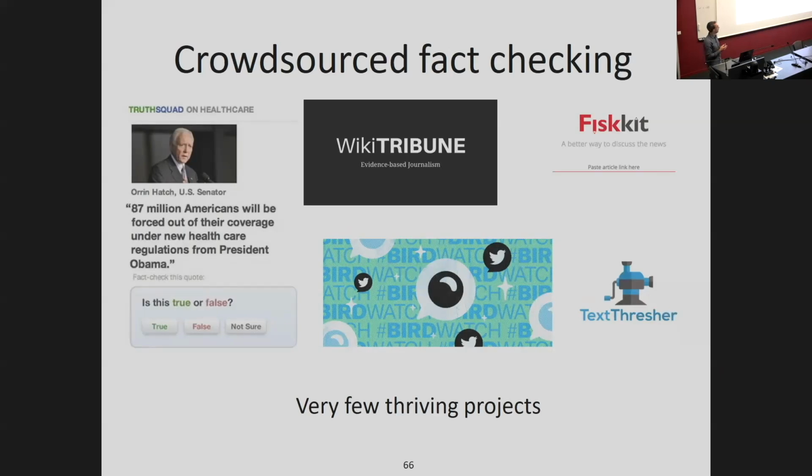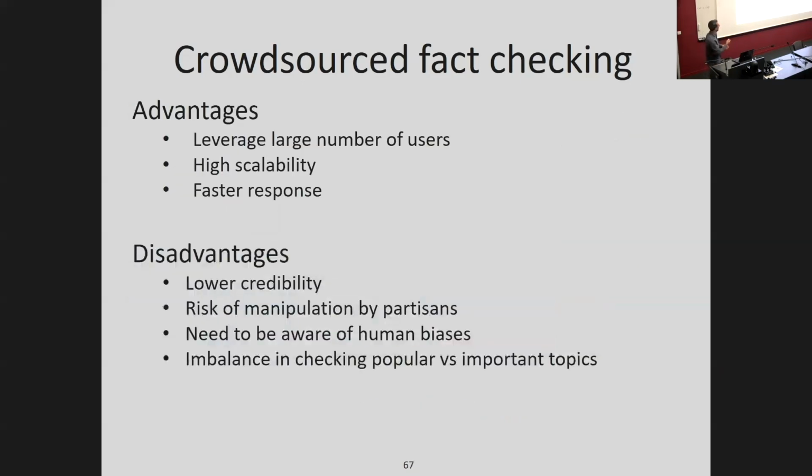And there are many initiatives. One I want to mention is coming from the guy who founded Wikipedia, and he closed it very shortly after he launched. And most of these initiatives just fail for multiple reasons. Of course, there are advantages, scalability and faster response, but there is the risk of manipulation by people who have an interest. There is lower credibility in general. There can be human bias. There is imbalance in the way that people select these claims.